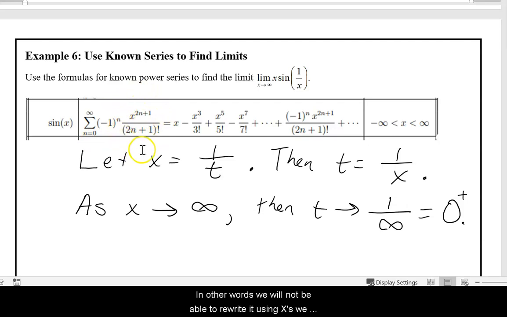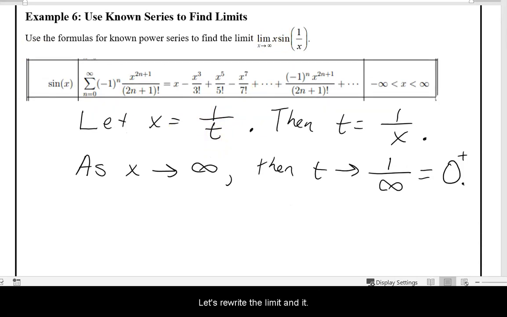In other words, we will not be able to rewrite it using x's. We have to switch to using t's. However, we already have the relationship we need. We know that t is 1 over x, so we can replace the 1 over x with t, and we can replace this x with 1 divided by t.